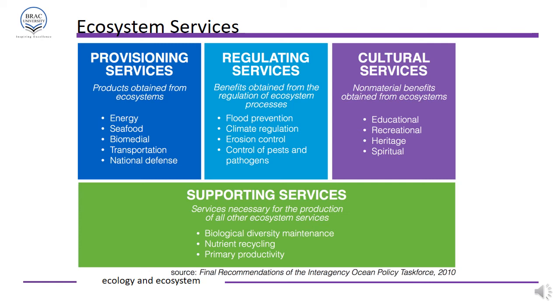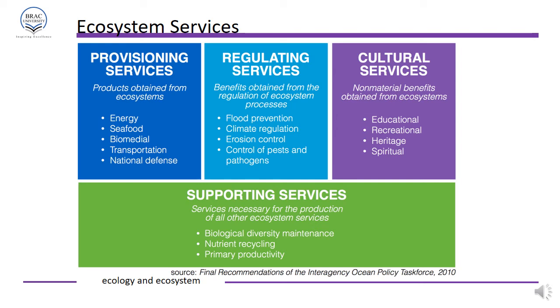Regulating service is something we indirectly benefit from in the ecosystem. For example, erosion control. If there is a green belt around your city, this green belt is protecting your city from cyclones or storm surges. Flood protection, climate regulation, pest control and pathogen control are part of regulating services.